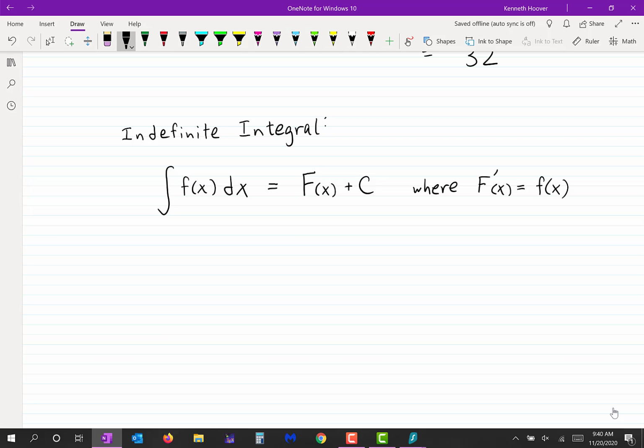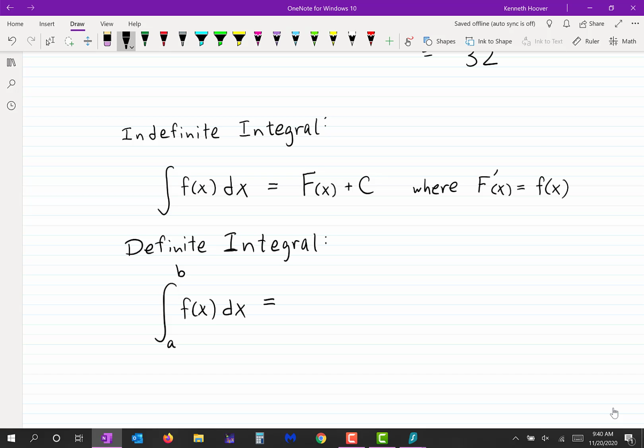Okay, now for a definite integral, the integral of f of x dx from a to b equals, so I already told you what it means. It means the signed area under the curve of f, from x equals a to x equals b. Okay, what does that have to do with antiderivatives? Well, here's the answer.